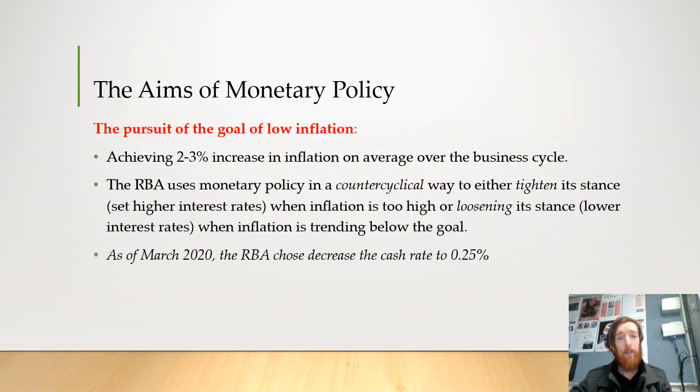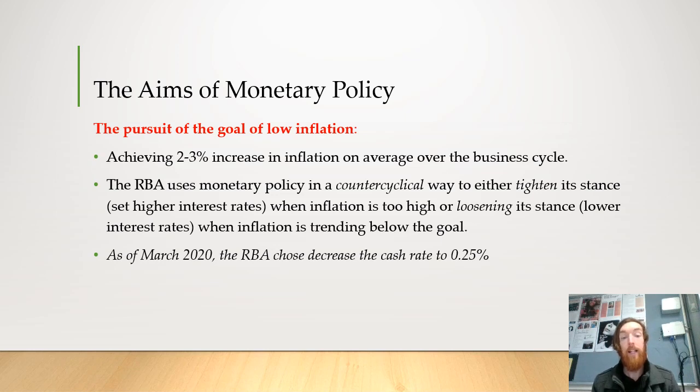So, some of the aims of monetary policy. The first main thing they try to achieve is the goal of low inflation, which is achieving a 2 to 3% increase in general price levels on average over the business cycle, or on average over time. The RBA uses monetary policy in a counter-cyclical way to either tighten its stance, which is to set higher interest rates when inflation is too high, or loosen its stance, which is lower interest rates when inflation is trending below the goal.